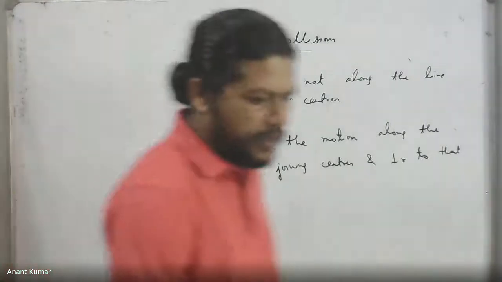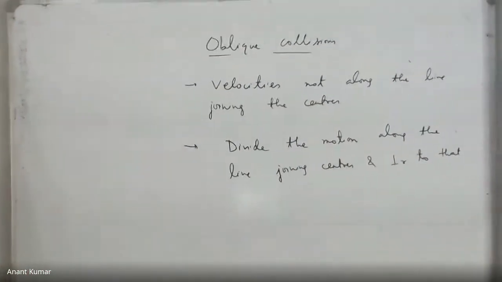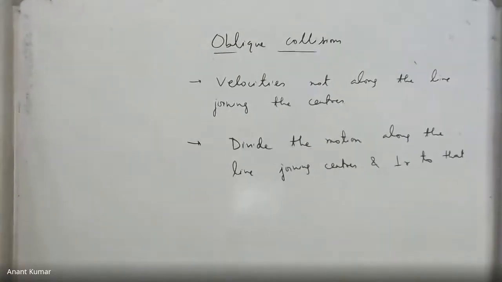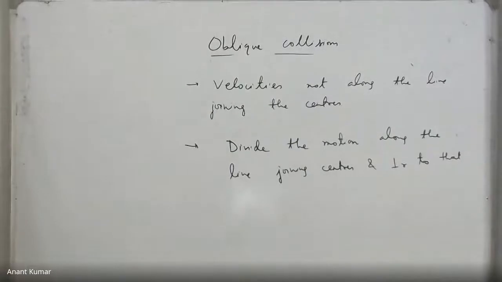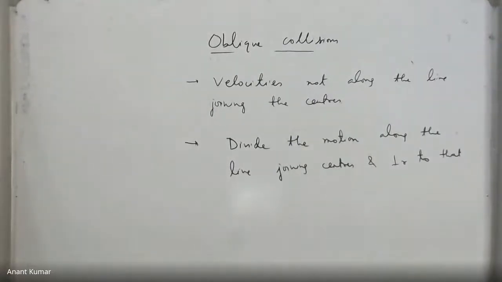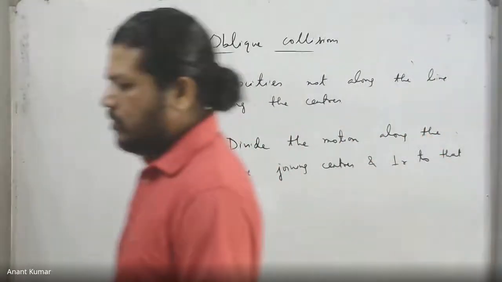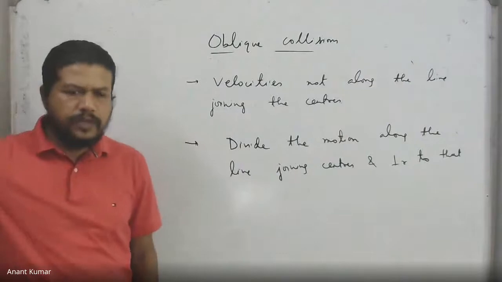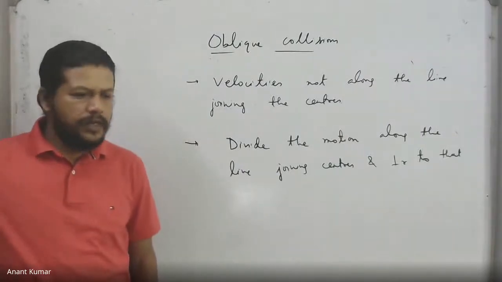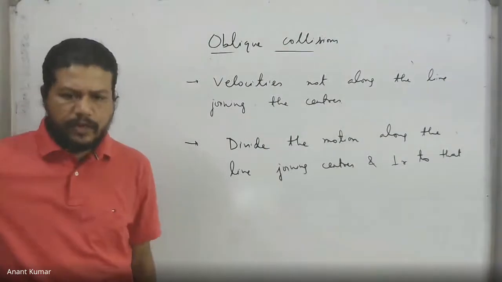Let me first draw a diagram. The camera is a bit tilted by the way. Just wait. Okay, so the idea in this case will be to divide the motion in two directions. One along the line that joins the two particles, the other in a perpendicular direction.